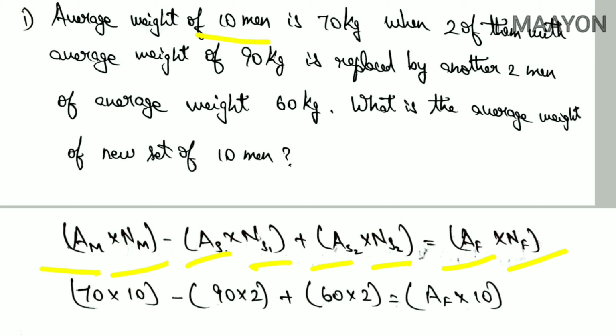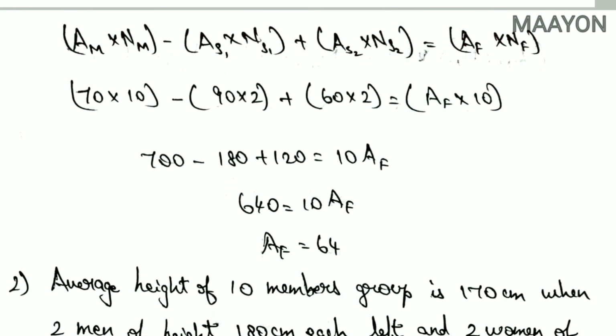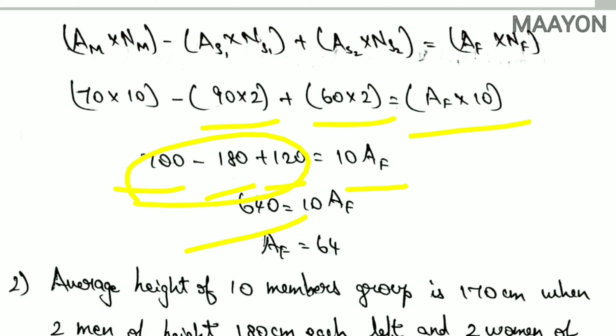Substituting the values, the main group is 10 men and the average weight is 70 kg. So 70 into 10, minus the weight of subgroup 1, which is 90 kg, with number of terms 2, so 90 into 2, plus subgroup 2, which is 60 kg, 2 men, so 60 into 2, equals the final group. The average of the final group is unknown, the number of terms is 10. Doing the calculation, 70 into 10 gives 700, 90 into 2 is 180, 60 into 2 is 120, equals 10 AF. The left side will be 640 equals 10 AF. Then AF will be 64. Moving on to type 2.